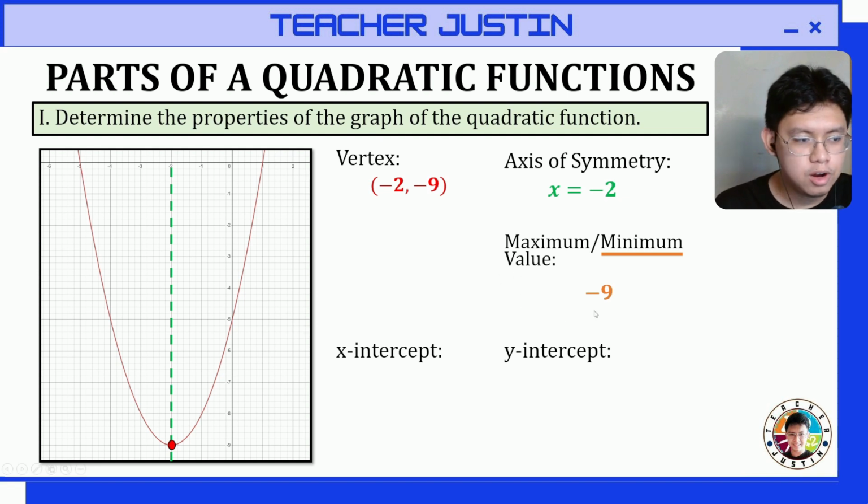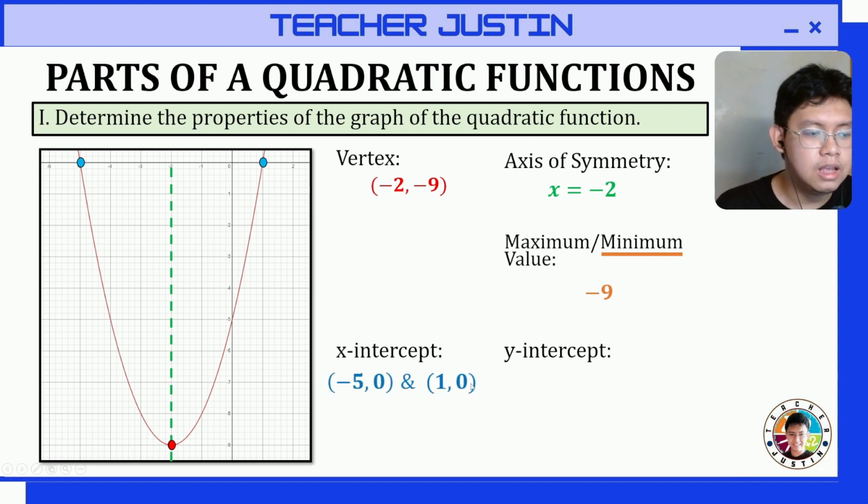Tapos, now let's move on to finding the x-intercept and y-intercept. So, x-intercept muna tayo. So, yung x-intercept, ito yung part ng parabola natin na tatama dun sa ating x-axis. So, ito yung x-axis ng ating graph. Okay, ang tumama is dito at dito. So, the coordinate of our x-intercept is -5, 0 and 1, 0. So, laging ganyan po yung ating x-intercept. Naka-coordinate form, we have -5, 0 and 1, 0.